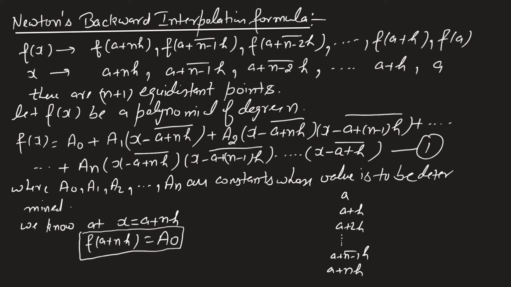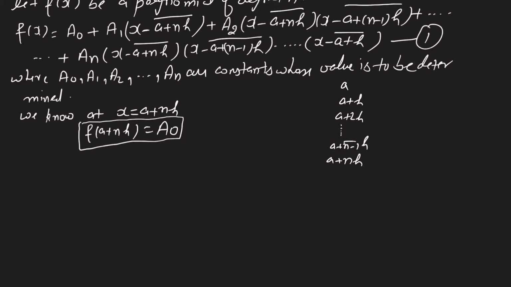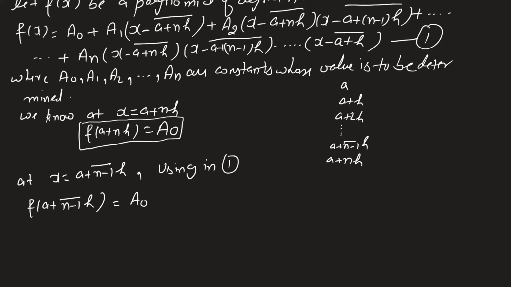Now let me find the value of a1. For this I will take this value. So at x = a+(n-1)h, using equation 1, f(a+(n-1)h) = a0 + a1((a+(n-1)h) - (a+nh)).